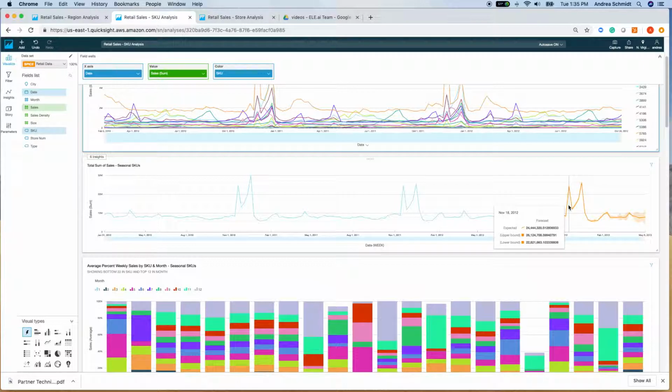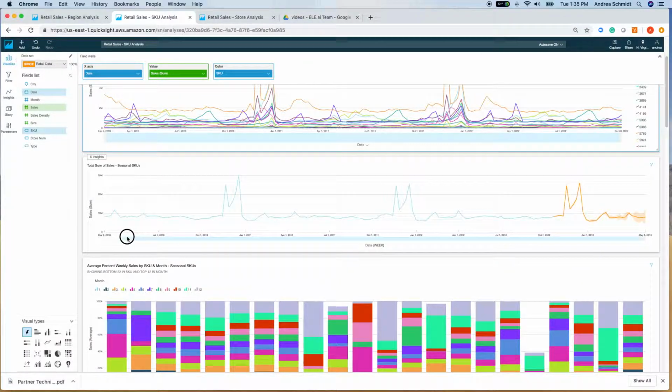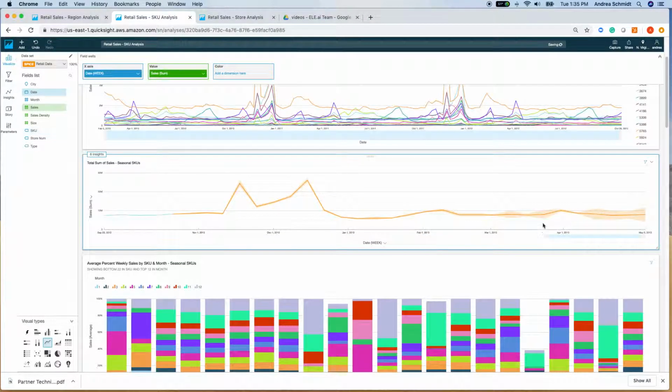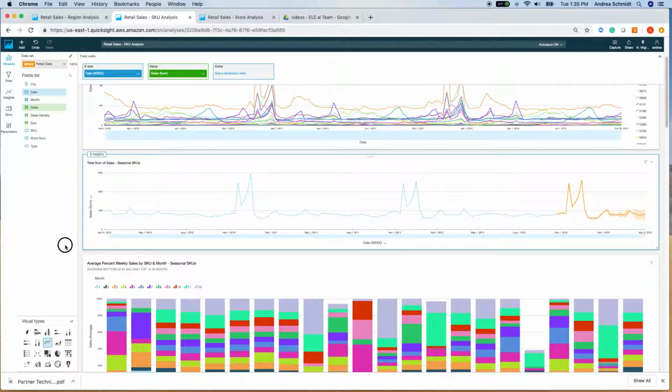So the expected is 24 million with an upper bound of 26 million and a lower bound of 22, and that is with a 95% confidence interval. And as time goes on, there's less and less certainty about those numbers. As you can see, the shaded orange area gets larger and larger. If we want to zoom in, we can do that to get a better view of the forecast. We'll keep it zoomed out for now.